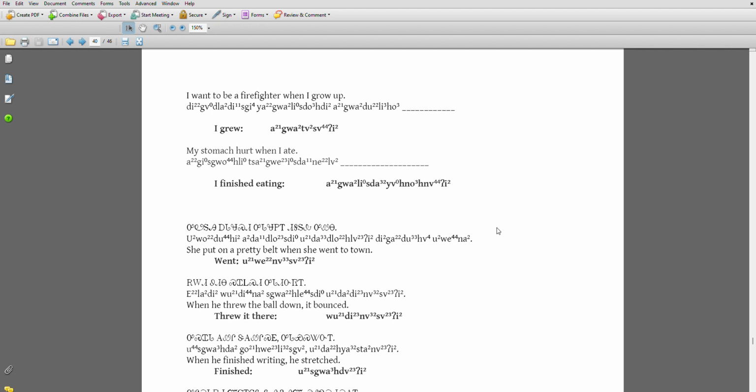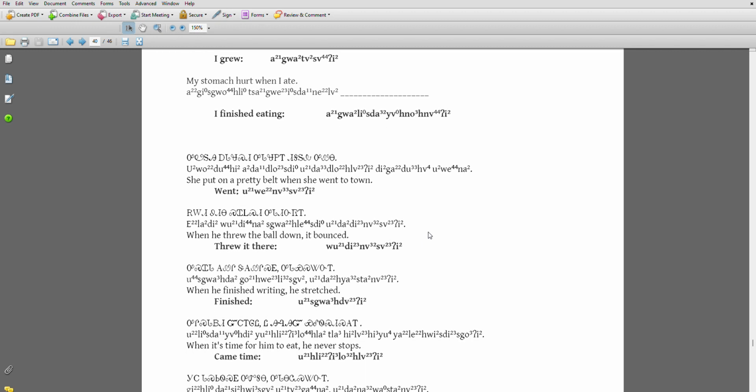When he threw the ball down, it bounced. Ela diwudina. Squat laced. Udadina sa'i. Wudina means when he threw it. But we say wudina sa'i. He threw it there. So wudina is when he threw it there.